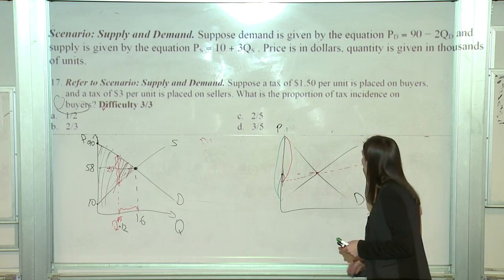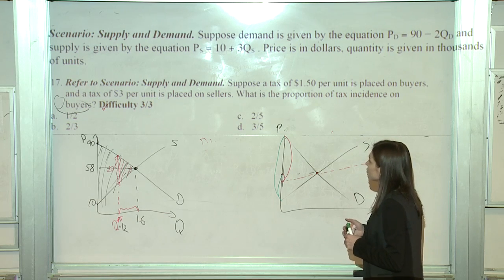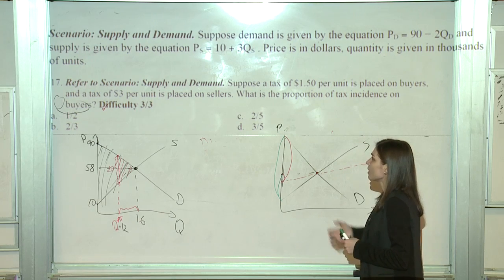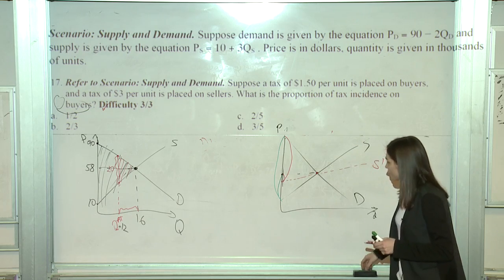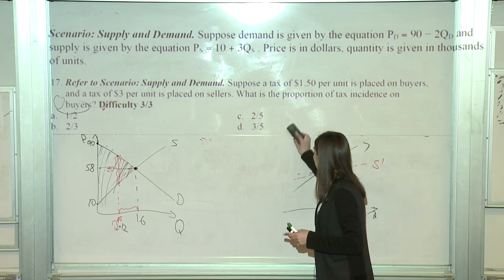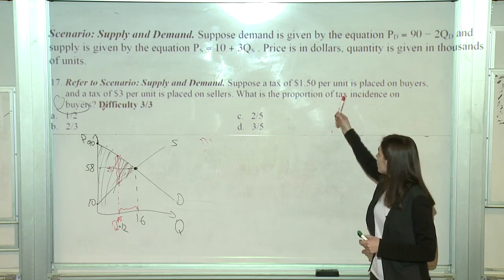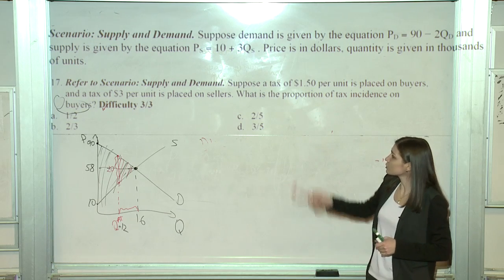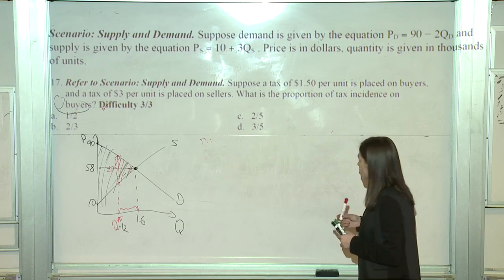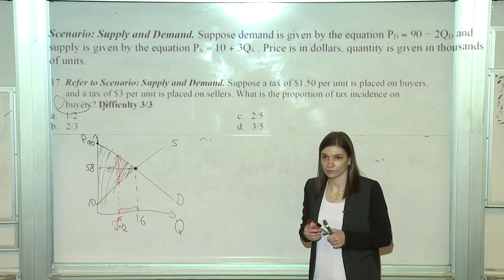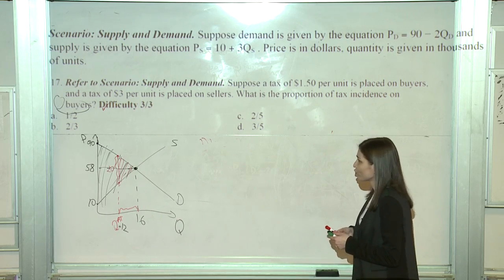Okay, suppose a tax of 1.5 per unit is placed on buyers. So buyers pay the tax. Buyers pay 1.5 and sellers pay $3. What is the proportion of tax incidence on buyers? Any ideas? So they pay 1.5 of the tax, and sellers pay $3 of the tax. Tax incidence on buyers is what we're after. So the first suggestion is that it will be 1.5 over 4.5.